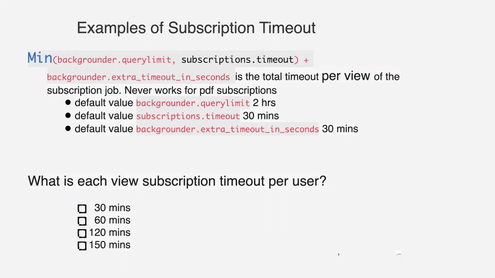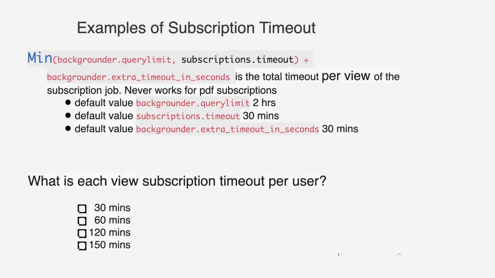For the existing subscriptions timeout, the backgrounder query limit default is 2 hours. The default value for the subscription timeout is 30 minutes. The default value for the extract timeout is 30 minutes. What is each view subscription timeout per user? What is your answer? Let me see if anyone can answer this in the QA area.